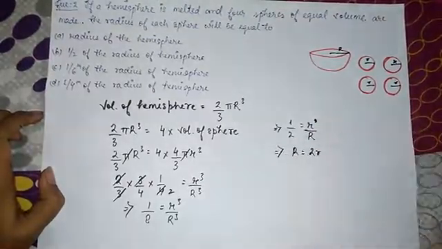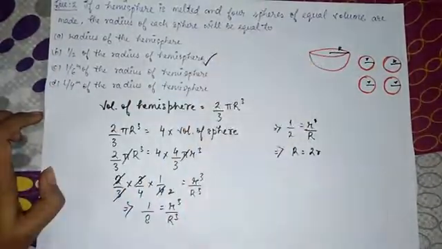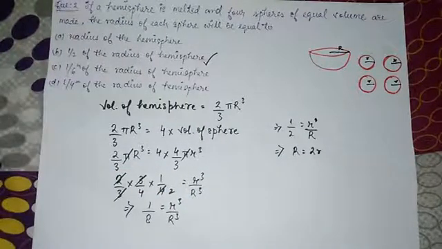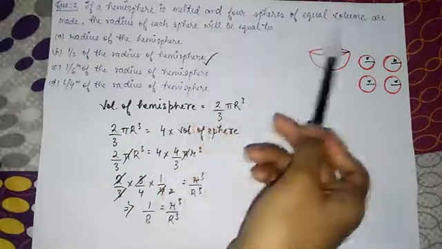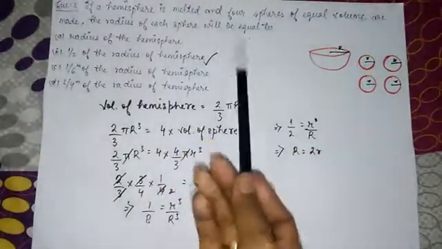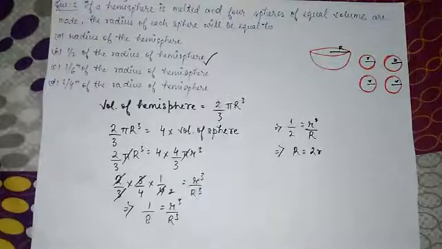So do we have that in the option? 1 by 2 of the radius of hemisphere. This is the correct option. Okay, I hope you got it. It was very simple. Sometimes students just read the question, see there are no values given, and think it's a difficult question, but it is actually very easy. It doesn't involve any calculations at all. Let us get to the next question.